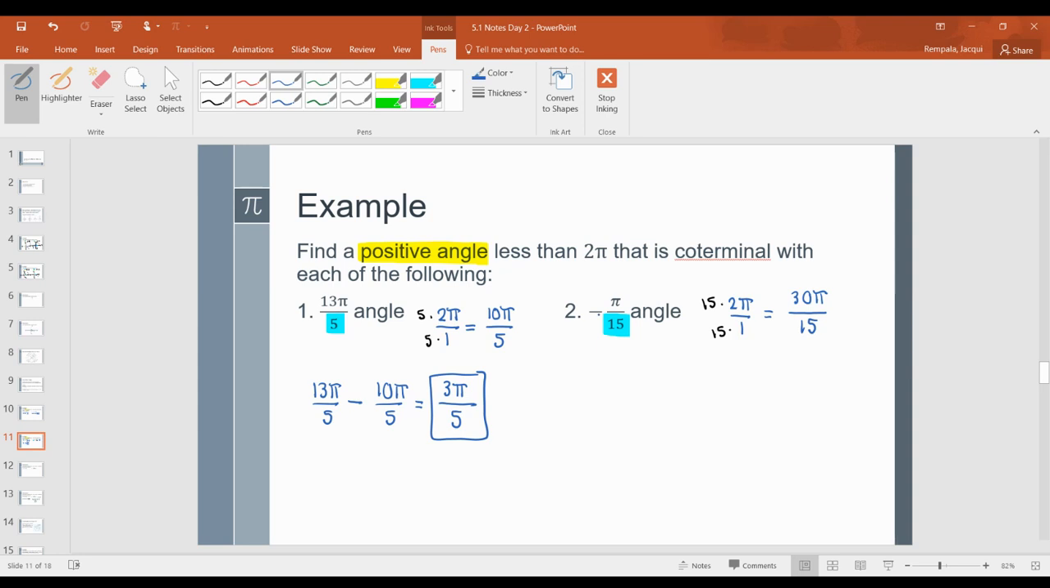Notice that my number is a negative. It's technically like negative 1 pi. Because we're dealing with a negative number and I want a positive answer, I'm going to add this 30 pi over 15 onto that original angle. Once again, with them having the same denominator, I get to keep the denominator of 15 and I can combine my like terms. So I have negative 1 pi plus 30 pi. That's going to give me a positive 29 pi. My number in the numerator is positive and 29 is smaller than 30 because 30 is that magic number. So once again, it just took us one time and we have our answer.